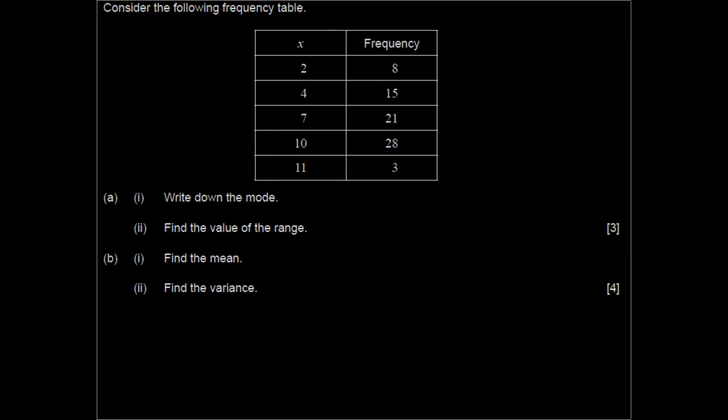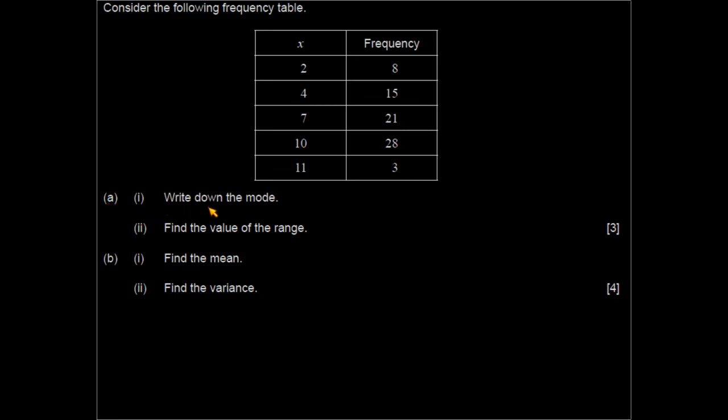Okay, so this question says consider the following frequency table. We've got values of x here, and we've got the frequency here. We've got our data here. So what this means is we've got the value 2 eight times, so 2, 2, 2, 2, 2, 2, 2, 2. We'd have value 4, 15 times, value 7, 21 times, value 10, 28 times, value 11, 3 times.